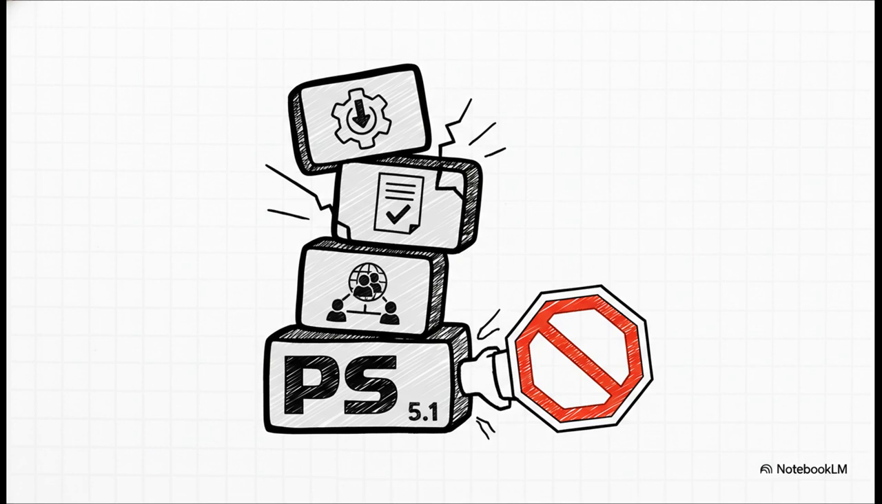I'm going to repeat this because it is so important. Do not uninstall PowerShell 5.1. A ton of critical Windows management modules, like the ones for Active Directory and Group Policy, were built specifically for that old .NET framework. They will not work in PowerShell 7. If you remove PowerShell 5.1, you're going to break your ability to manage core parts of your Windows environment.